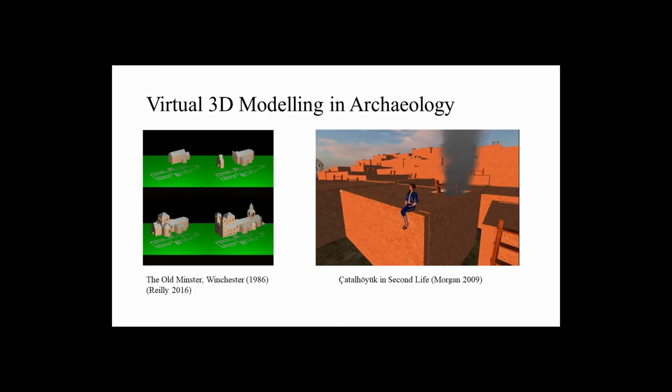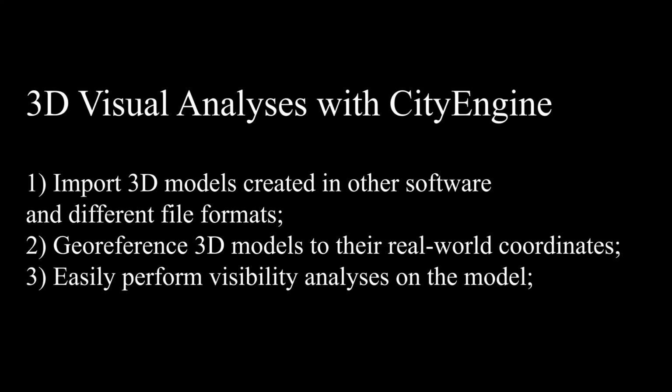A key barrier has been that even though digital 3D models have been built for archaeological purposes, prior to the widespread availability of Google SketchUp, 3D Studio Max, and Blender, just to name a few, they were very difficult to create because they required highly specialized knowledge. Options were also limited by interfaces that could support 3D visual analyses. For our study, CityEngine addresses 3 issues that have typically inhibited 3D visual analyses in archaeology. Finding an interface that can import 3D models created in other software in different file formats, the ability to georeference 3D models to the real-world coordinates, and the ability to easily perform visibility analysis on the model.